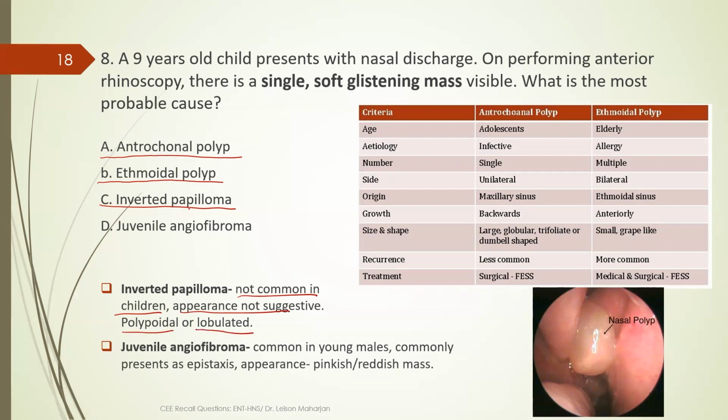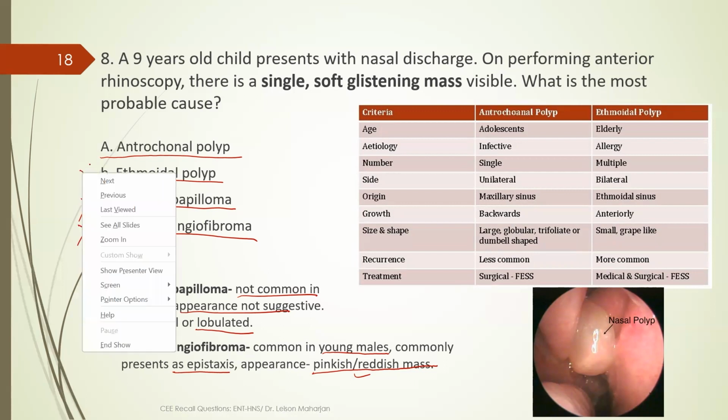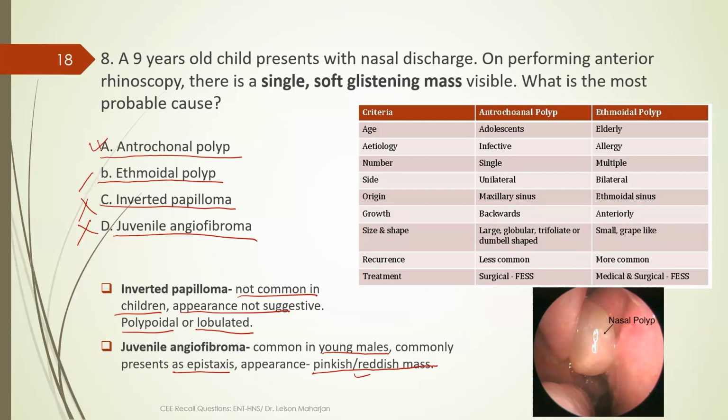As for juvenile angiofibroma, it is usually seen in adolescent males, and it usually presents with epistaxis, and the mass is not a single soft glistening mass. It is usually a pinkish, reddish, fleshy mass. So we can easily rule out these two, and because of the number, single or multiple, this can easily be ruled out. So the answer is A.